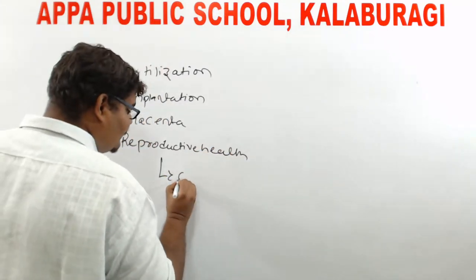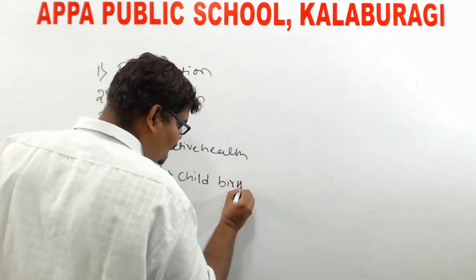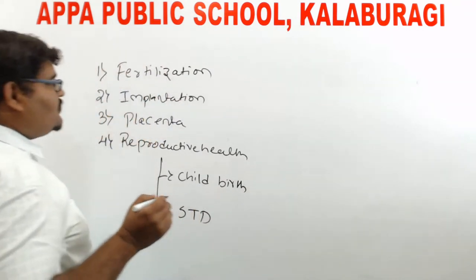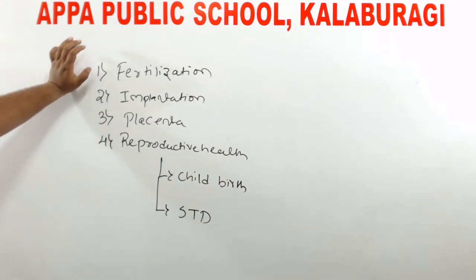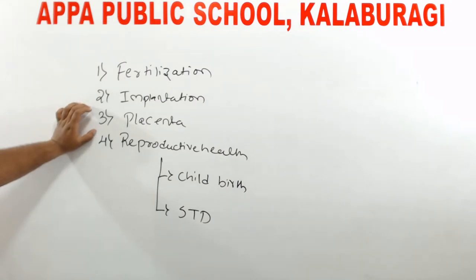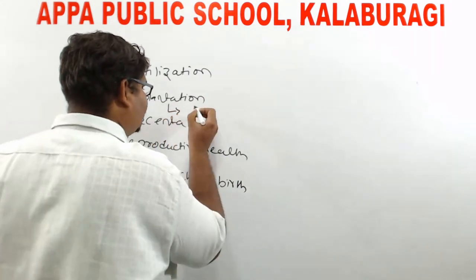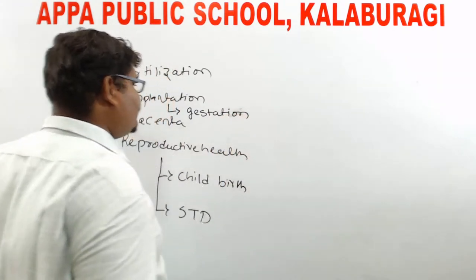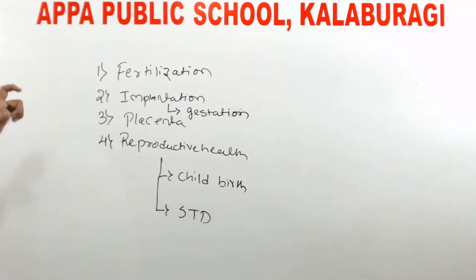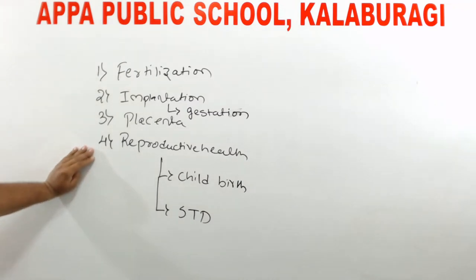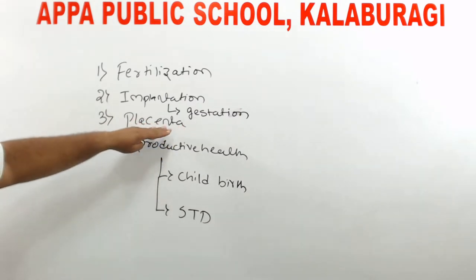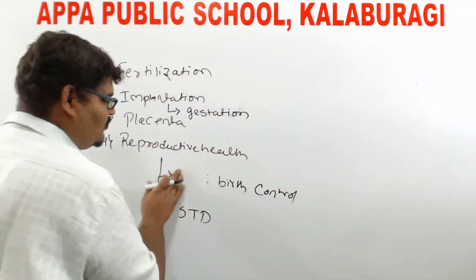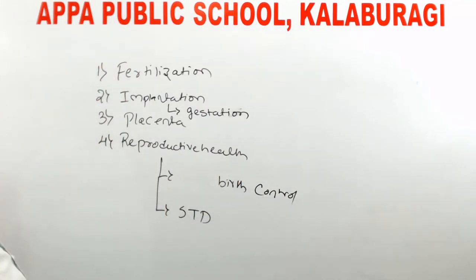Under reproductive health, childbirth, then contraceptive methods, and then we dealt with the STDs. So all these things we have studied in today's class: fertilization, implantation, placenta, reproductive health, along with one more thing, gestation, with various examples of elephant, cat, dog, buffalo and cow. Fertilization, implantation, gestation, placenta, reproductive health, birth control, then the sexually transmitted diseases. This is what we have learned in today's class.